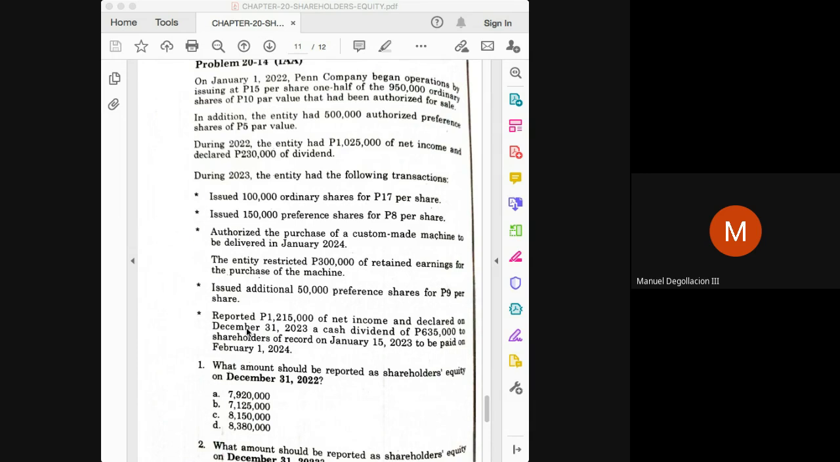Okay, but another transaction here for 2022 is that the entity had 1,025,000 of net income and declared 230,000 pesos of dividend. Will this affect shareholders' equity? Yes, because if you have net income, it will go to your retained earnings. And if you also declare dividends, it will also be a deduction to your retained earnings. And of course, your retained earnings is a component of your shareholders' equity. Okay, so your 7,125,000, you add here your net income of 1,025,000, and you deduct the dividends you have declared in the amount of 230,000. Okay, and our answer here would be 7,920,000.